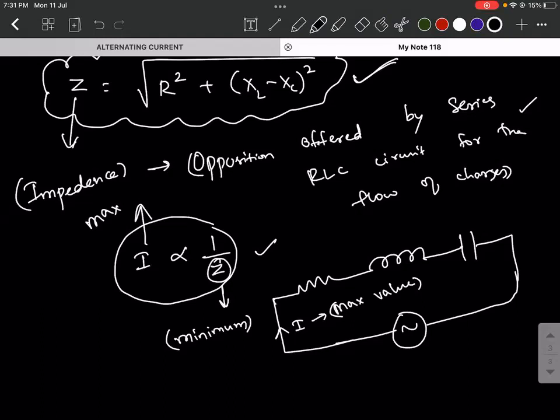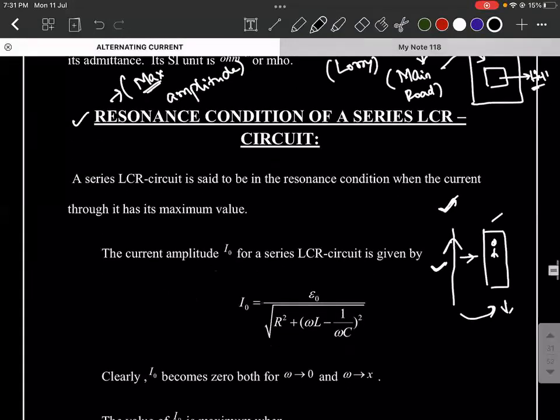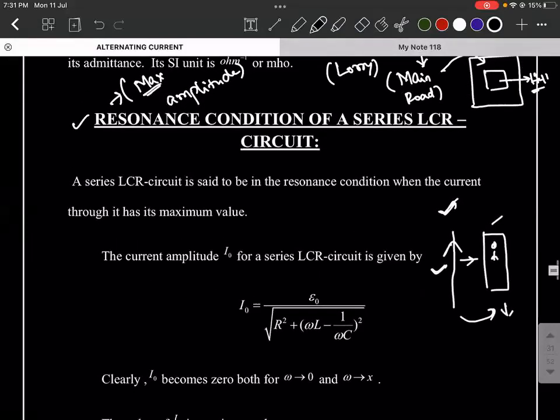Is this point getting registered? That is the most important point you need to have in your mind. When this is the scenario, observe. I'll just read it out for the last time: a series LCR circuit is said to be in the condition of resonance when the current through it has a maximum value.